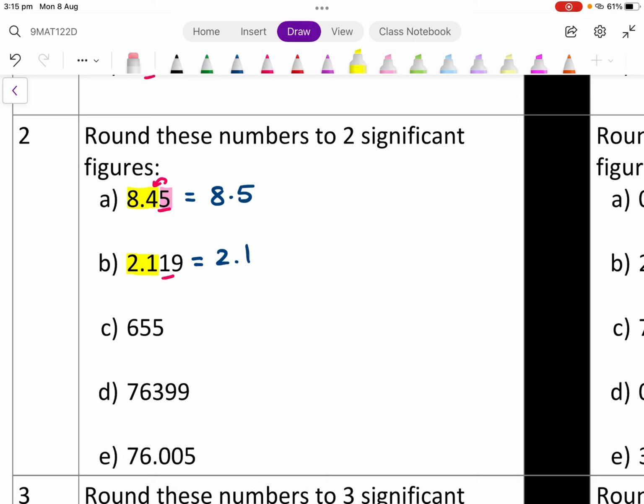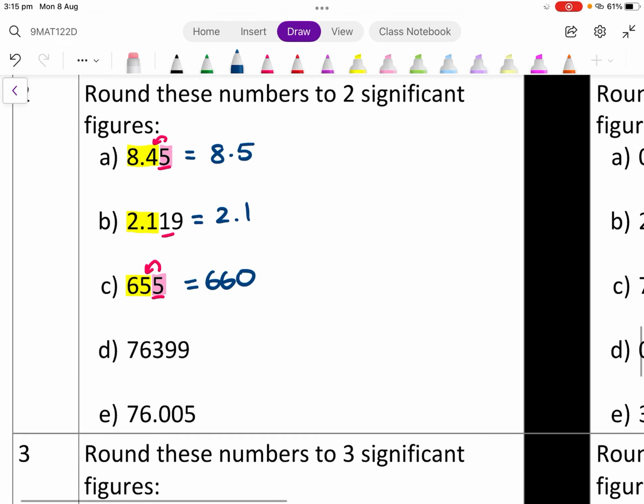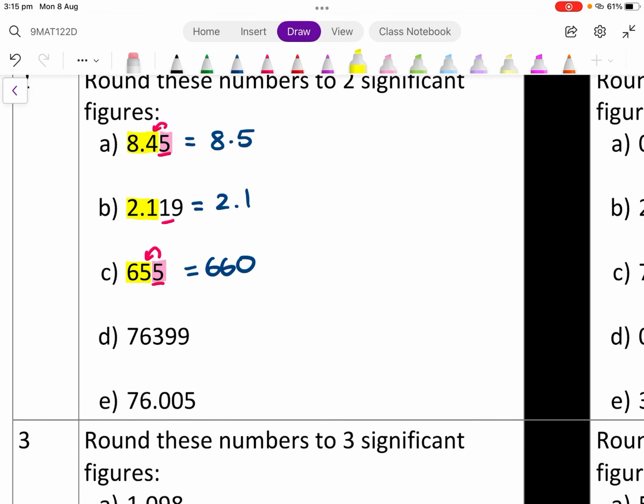In 655, our first two significant digits are the 6 and the 5. The 5 behind it is greater than or equal to 5, so it will round up our 5 in front of it to become 660. In 76,399, our 7 and our 6 are the first two significant figures. The 3 behind it is not 5 or larger, so it does not round up. So we'll have 76,000 as our answer as we make our other 3 digits zeros.